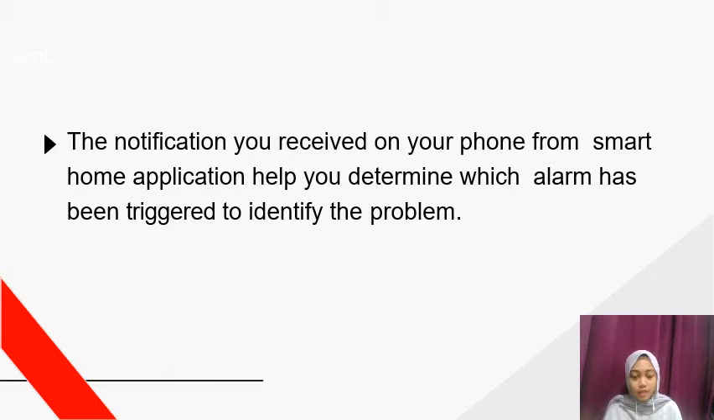Next, the notification you receive on your phone from the Smart Home application will help you determine which alarm has been triggered to identify the problem. Apart from sending notifications from the Smart Home application, this product is also able to send a message through phone numbers if there is a problem with the Wi-Fi connection or signal. So in this way, it can help to save our lives, make our lives easier and also protect us from any danger.